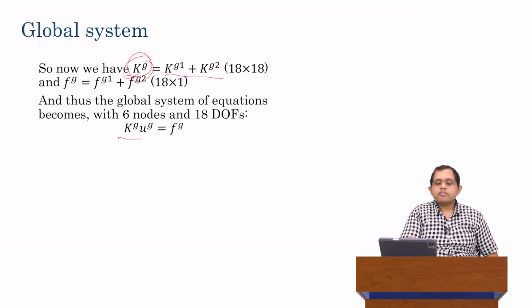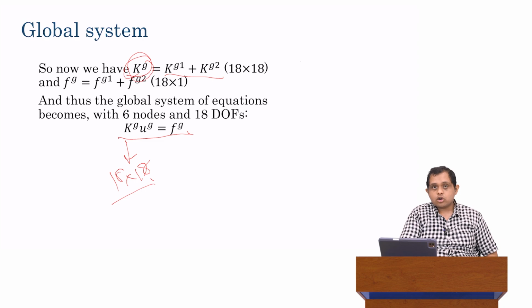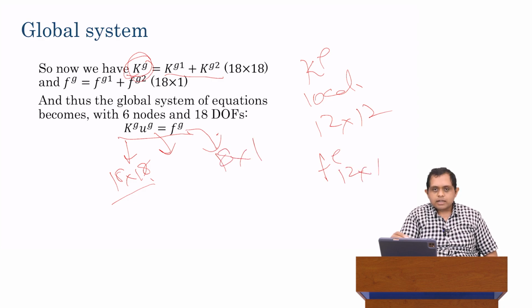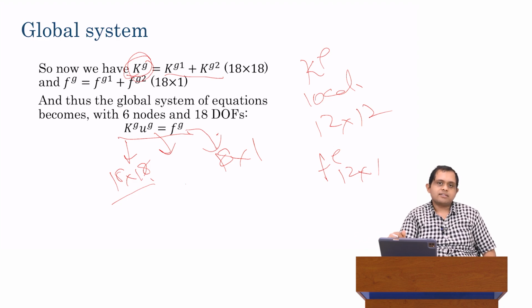So we are actually going to solve Kg Ug is equal to Fg, where Kg is an 18 by 18 global stiffness matrix. Recall that Ke we had called a local stiffness matrix. This is the global stiffness matrix. The local stiffness matrix is always going to be 12 by 12 no matter what. The global stiffness matrix depends on the number of degrees of freedom. Similarly, Ug is the global vector of degrees of freedom, and Fg is the global force vector. The local force vector Fe will always be 12 by 1. Fg, in this case, is 18 by 1. As I show in the next slide, it can be whatever size our system is.